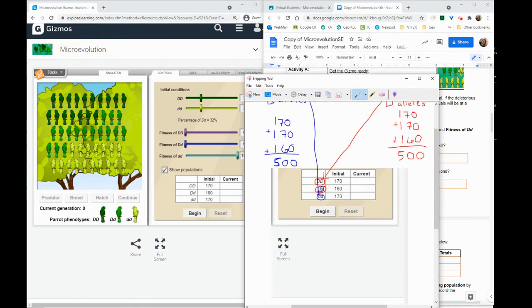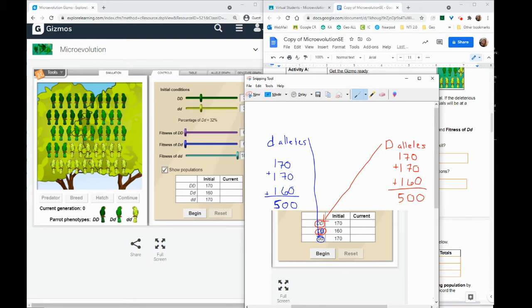So that means that there's 170 plus 170 big D alleles in the gene pool at the moment, because these individuals have 2 big D alleles and there's 170 of these individuals. And then there's 160 big D little d individuals. So that's another 160 big D alleles in the population. So that's 500 big D alleles total in the population right now, initially.